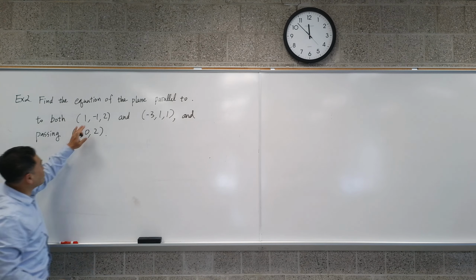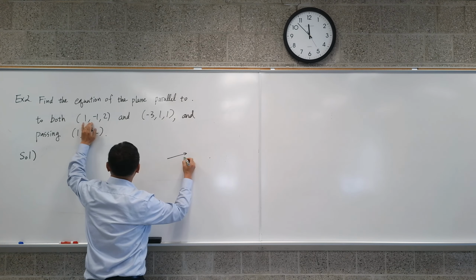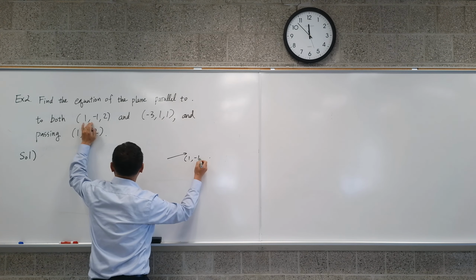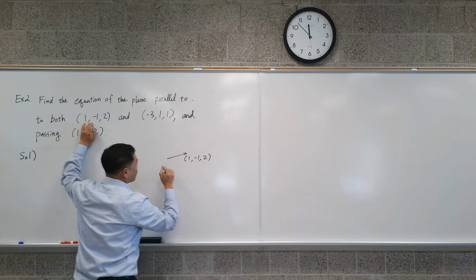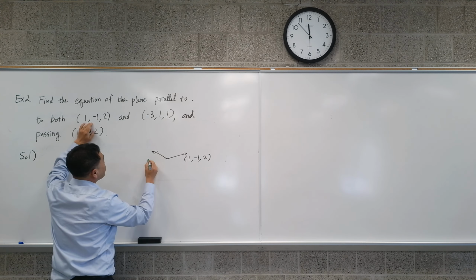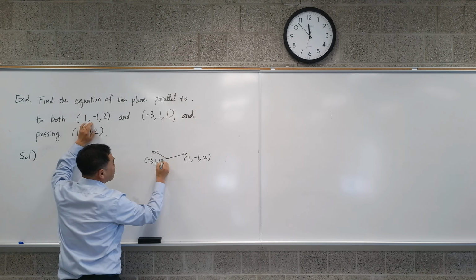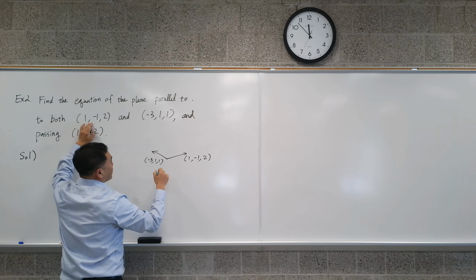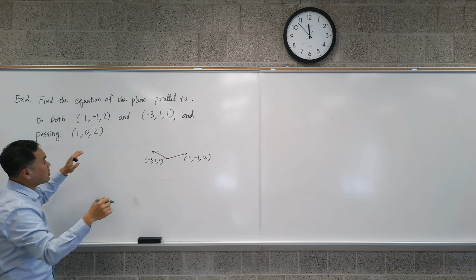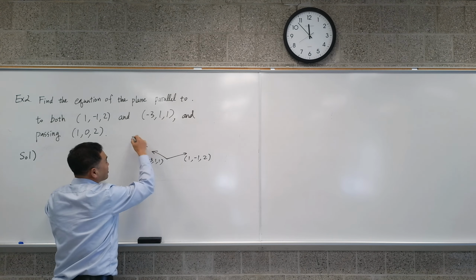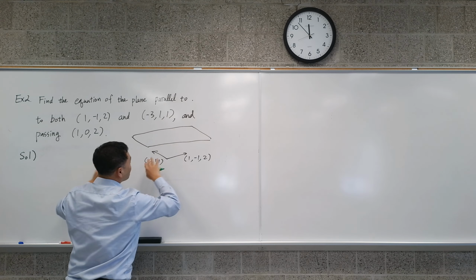For this question, you have two vectors. Let's say 1, -1, 2. Another vector here, -3, 1, 1. And what you have is a plane that's perpendicular to both of these vectors.